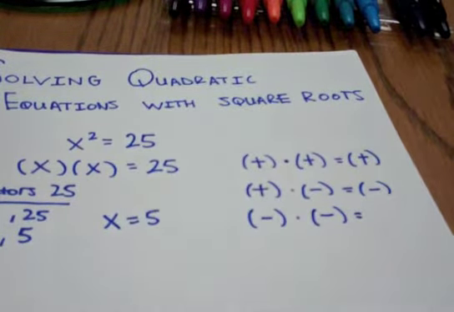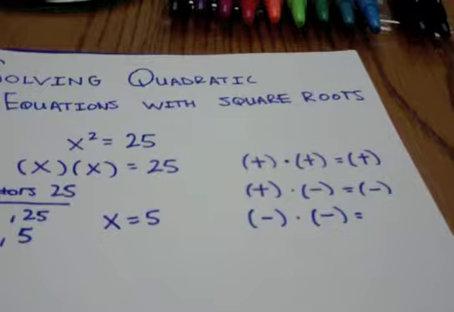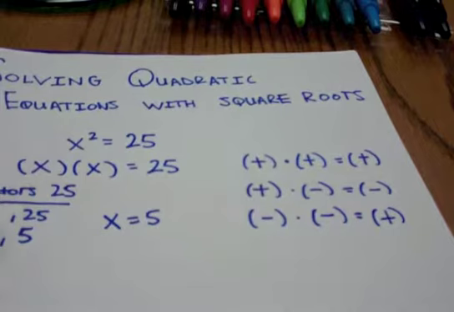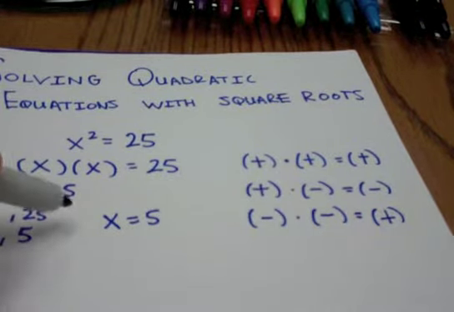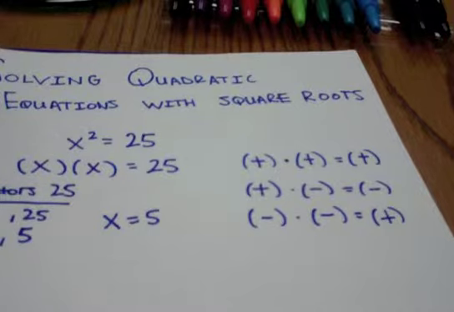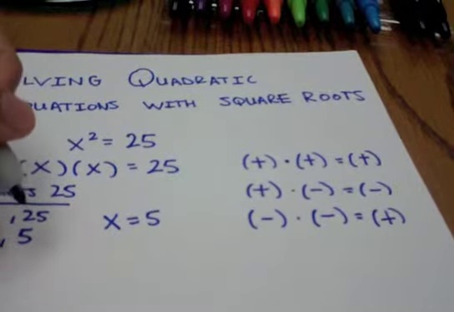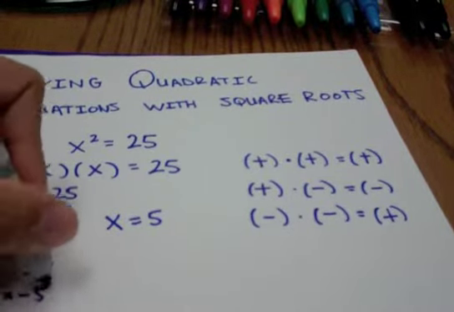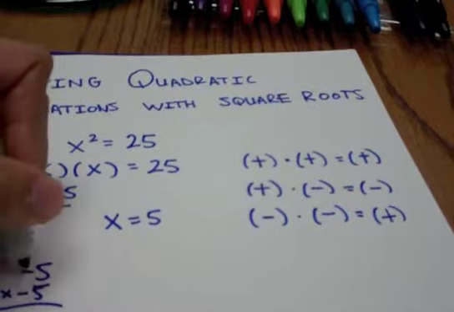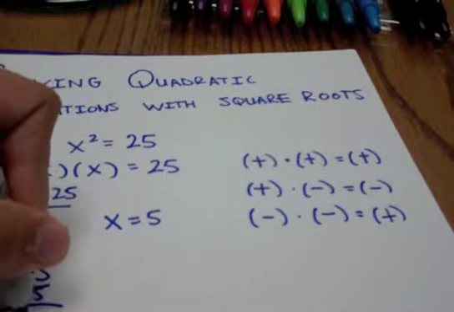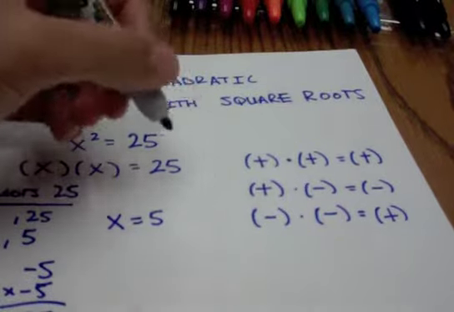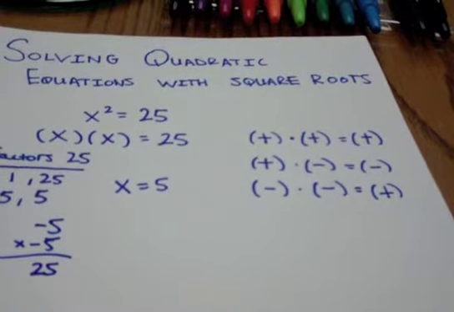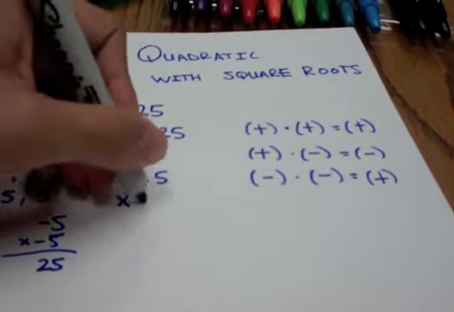But what if you have a negative number times another negative number? What's that going to be? That's actually going to have the negatives cancel, and so you'll have a positive number. So for this example here, we have 5 and 5 that work, but what about negative 5 and negative 5? If we multiply negative 5 times negative 5, we're going to get 25, and the negatives cancel, so you'll just have 25. So not only does x equal 5 work, but so does x equals negative 5.